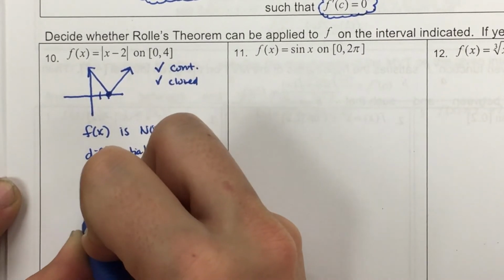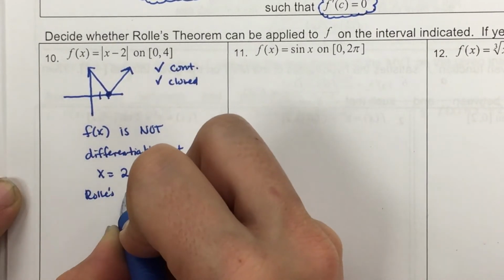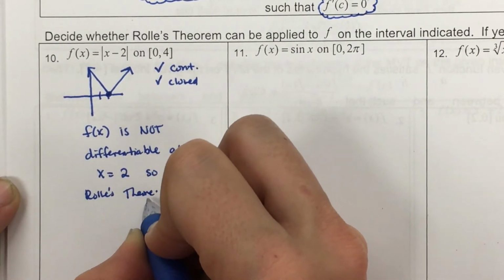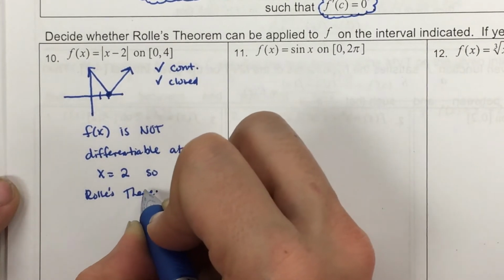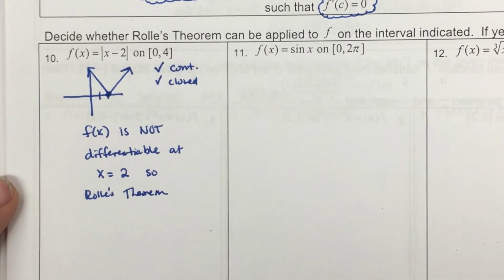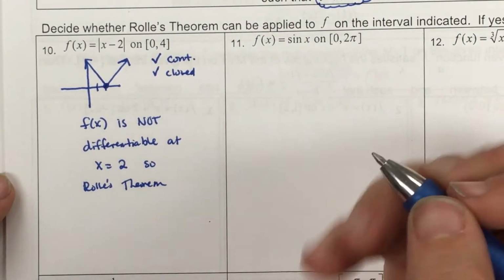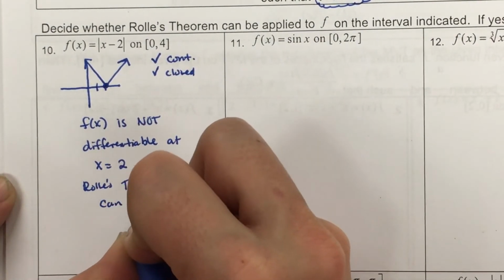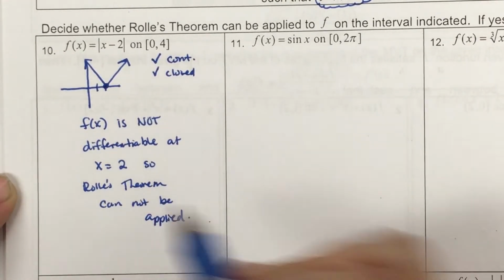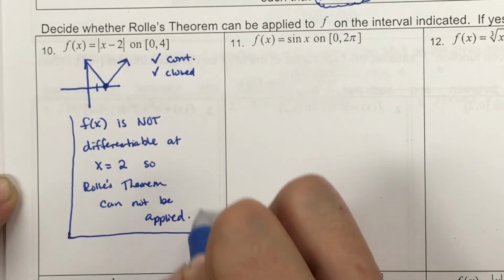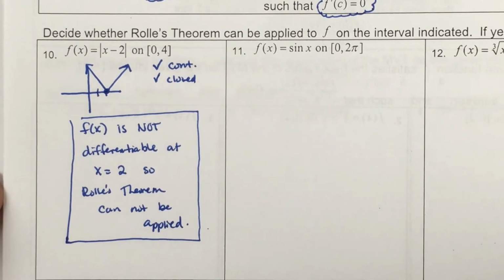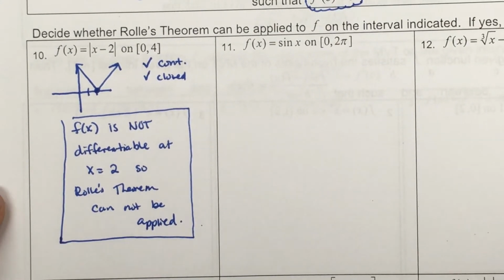So Rolle's theorem, how do I spell that? Theorem. Okay, it's messy. So Rolle's theorem cannot be applied. F of x is not differentiable at x equals 2, so Rolle's theorem cannot be applied. The conditions aren't met.